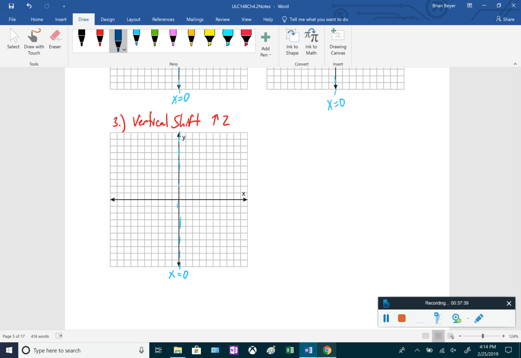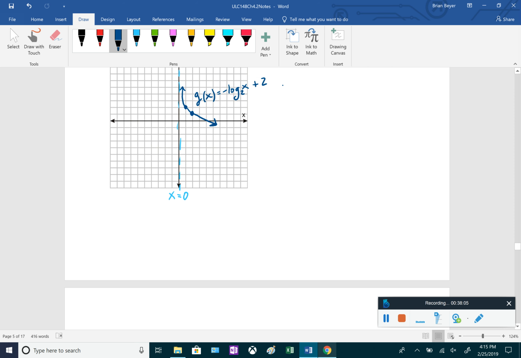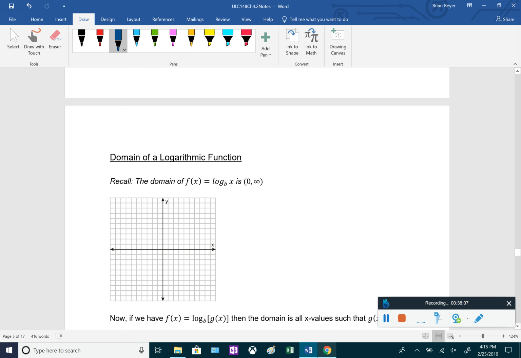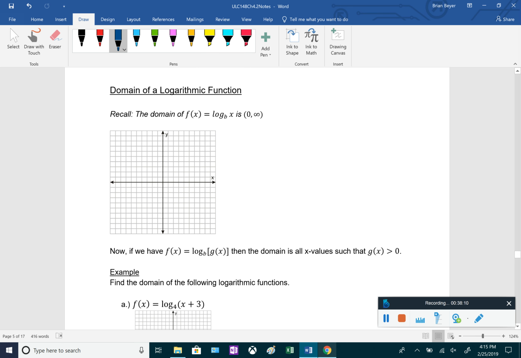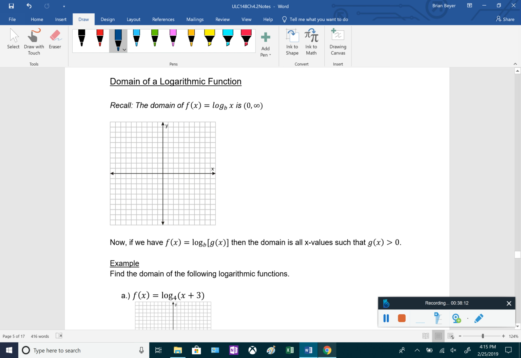And moving all of those points up 2 units, we end up getting those 2 points right here and connecting them. We get something like that, and that is our function g of x, which is negative log base 2 of x plus 2. Okay, so that is all I'll do for transformations. So moving on to the domain of a logarithmic function.